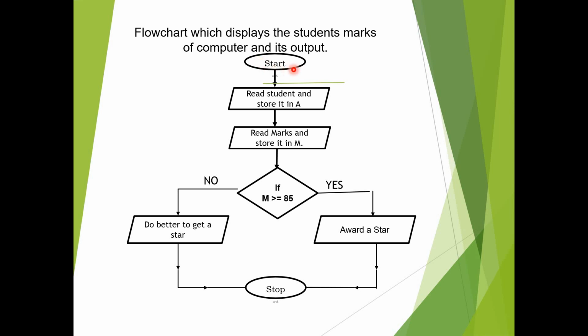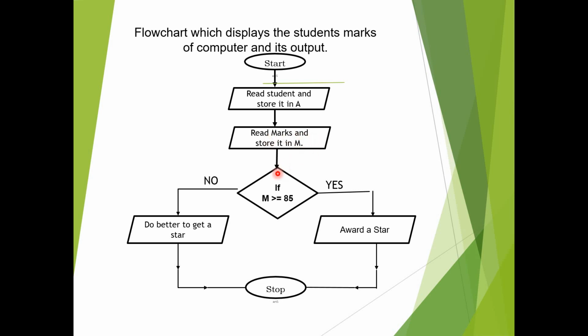We are writing the start symbol in oval shape. It is reading a particular student and storing it in A. A എന്ന് പറഞ്ഞ വേരിയബിൾ ഒരു സ്റ്റുഡന്റിനെ റീഡ് ചെയ്തിട്ട് അവിടെ സ്റ്റോർ ചെയ്യുന്നു. Then read marks and store it in M. After reading a particular student, it is reading the marks of that particular student and storing it in M. ആ കുട്ടിയുടെ മാർക്സിനെ റീഡ് ചെയ്തിട്ട് M എന്ന് പറഞ്ഞ വേരിയബിൾ സ്റ്റോർ ചെയ്യുന്നു.